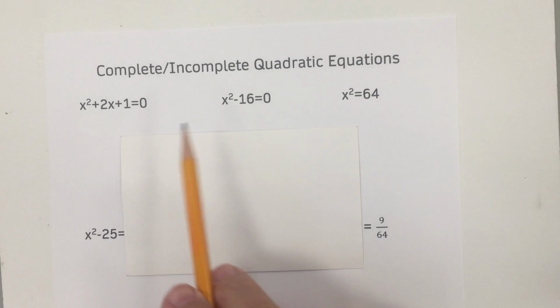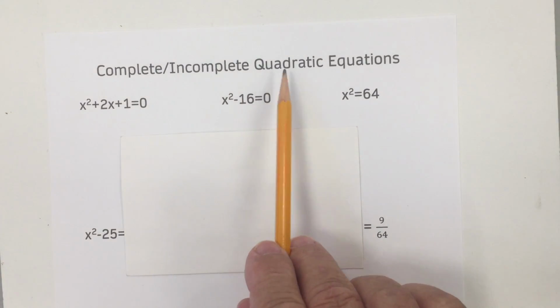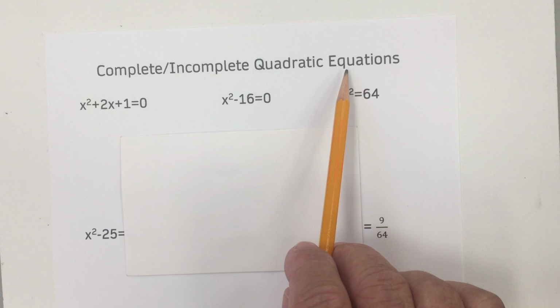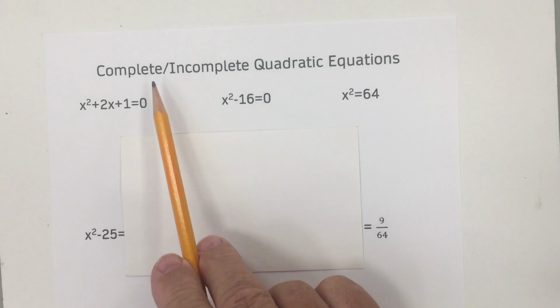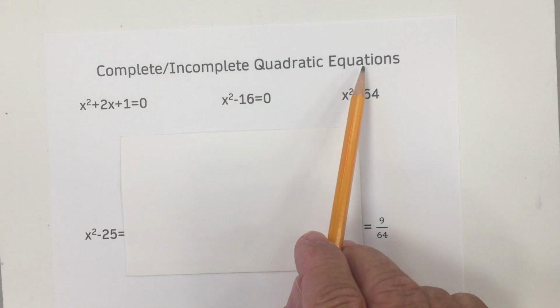We're going to talk about complete and incomplete quadratic equations. This is found in our new book on pages 4 through 7. This is our next little lesson that we're doing. So we want to know what a complete and incomplete quadratic equation is.